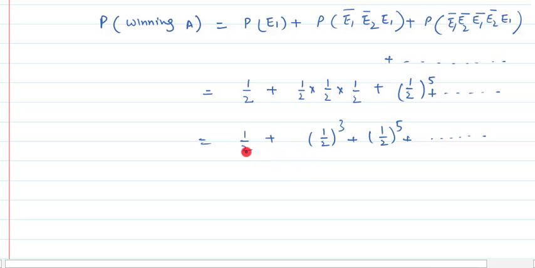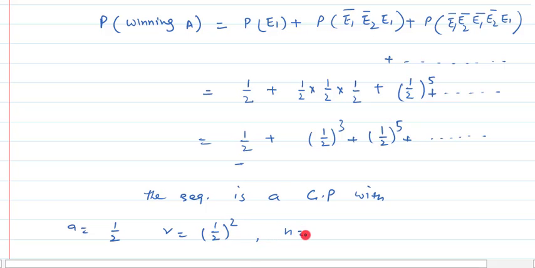Here we observe that this is a sequence with first term as 1 upon 2 and number of terms as infinity, and if we divide second by first we are getting 1 upon 2 power 2. Similarly, if we divide third by second we are getting 1 upon 2 power 2. So therefore we are getting a GP. Therefore we will write that the sequence is a GP with a equal to 1 upon 2, r equal to 1 upon 2 power 2 and n equal to infinity.